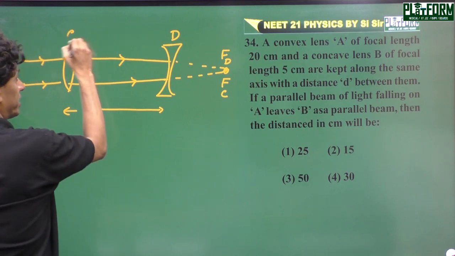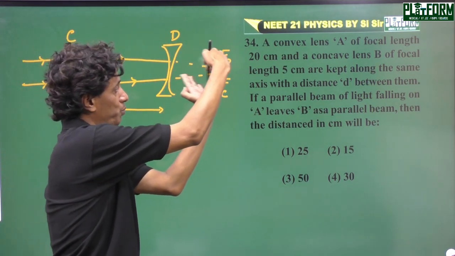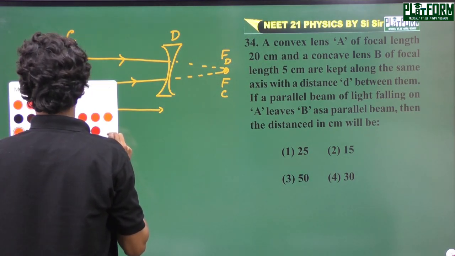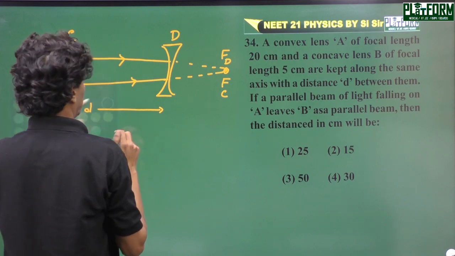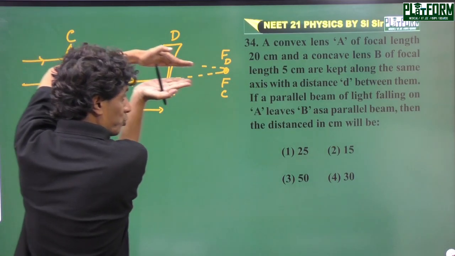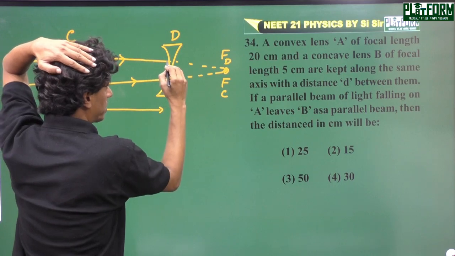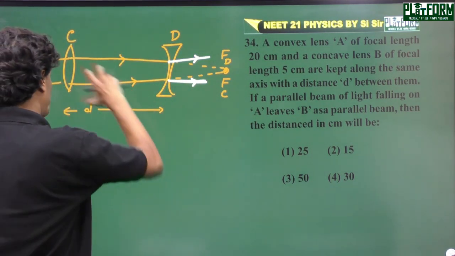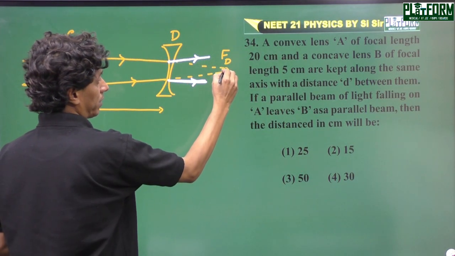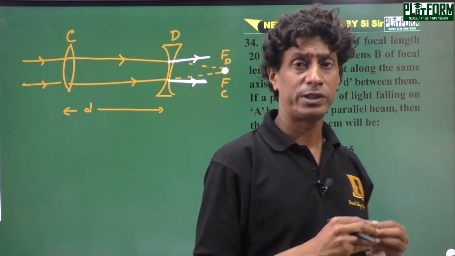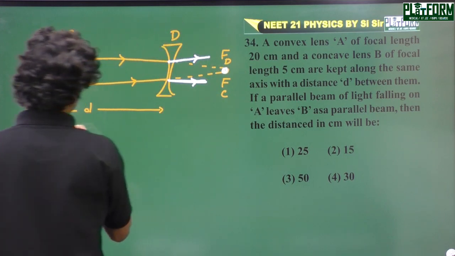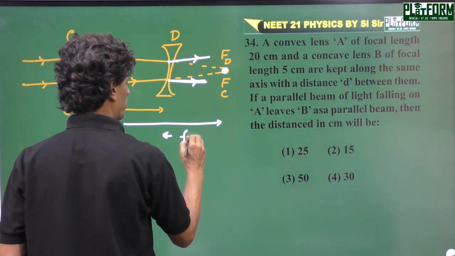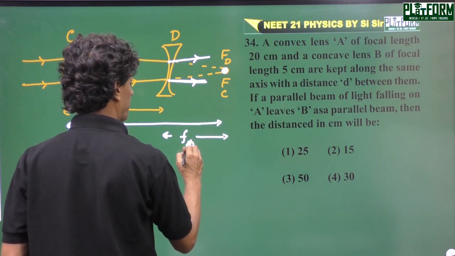It is a diverging lens, this is a converging lens. The converging rays are supposed to meet at the focus of the diverging lens. So this ray becomes parallel after going through this diverging lens. So the parallel ray emerges parallelly when the focus points of the diverging and converging lenses coincide each other, and this distance is the focal length of the converging lens and this distance is the focal length of the diverging lens.